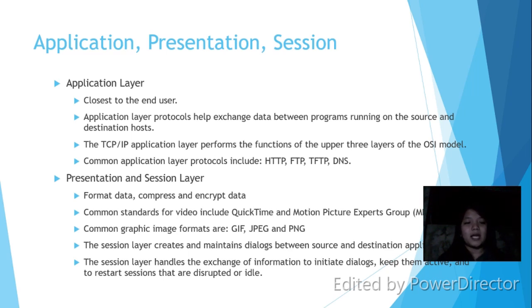The TCP/IP application layer performs the function of the upper three layers of the OSI model. Common application layer protocols include HTTP, hypertext, and FTP, TFTP, and DNS or the domain name system.